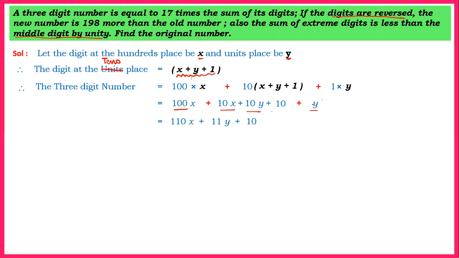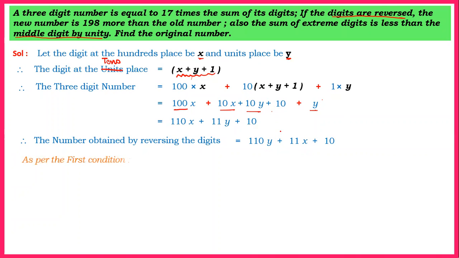Now before we look at the conditions in the sum, I will also find the number obtained by reversing the digits. Now simple, reversing the digits means you replace x with y and y with x, nothing else you do. Whenever the question is talking about reversing the digits in a 2-digit number, 3-digit number, 4-digit number, whatever digit number the sum is, what we do is simply we will exchange x and y. So 110x will become 110y, 11y will become 11x plus 10 as it is. If you want, you can repeat all these steps, which is not necessary because this will be the end product. Now let us look at the condition.